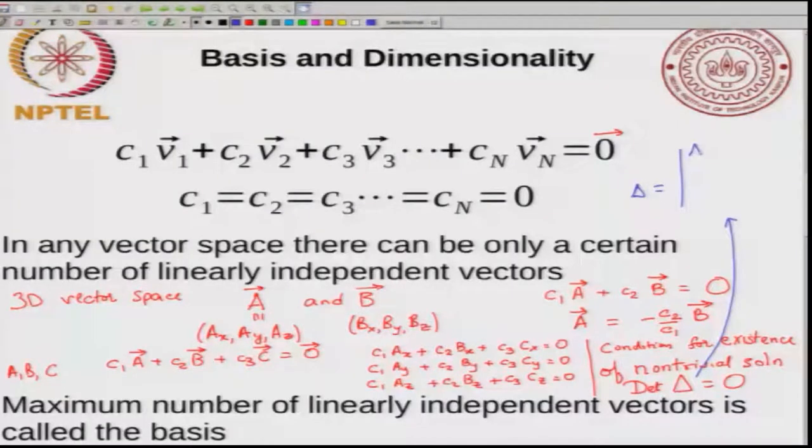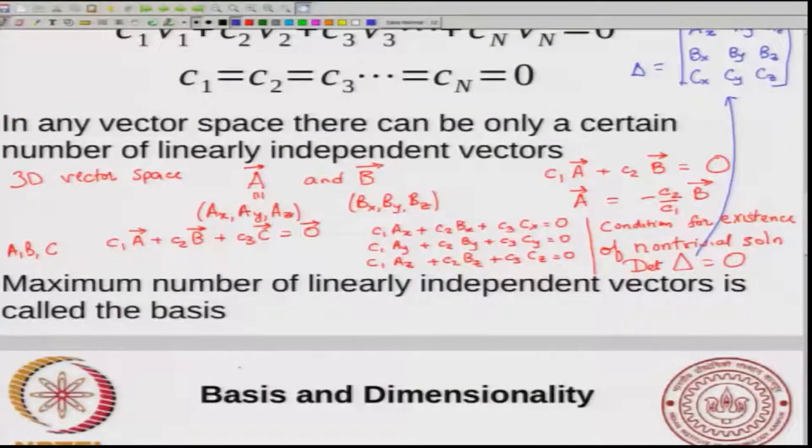So, delta is this matrix equal to Ax, Ay, Az, Bx, By, Bz, Cx, Cy, Cz. If the determinant of this matrix delta is 0, then you say A, B and C are linearly dependent. If this determinant is not equal to 0, then A, B, C are linearly independent. So, in this way there are very easy ways to check whether two or three vectors are linearly dependent or independent. And you can do this for all vector spaces, you can check linear dependence or independence.